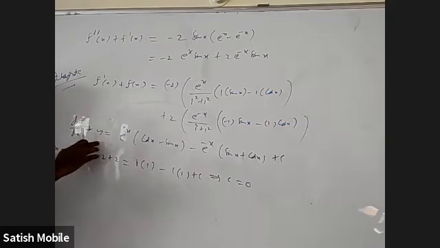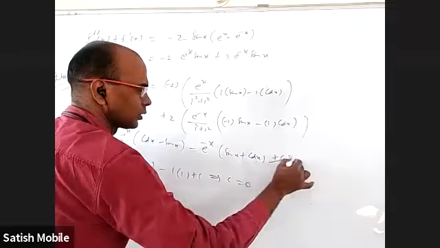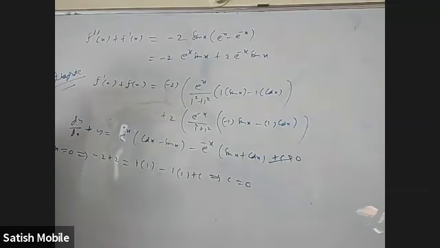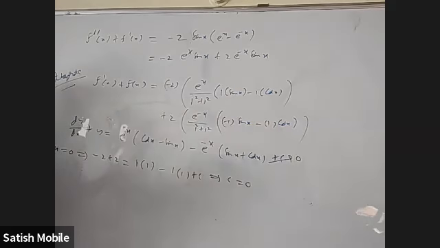dy by dx plus y equal to all this. There is no c, c is 0 now. Which type does it belong to? Is it variable separable? dy by dx plus py equal to q. Yeah, it is a linear equation, dy by dx plus py equal to q.